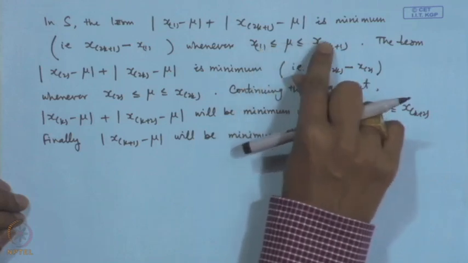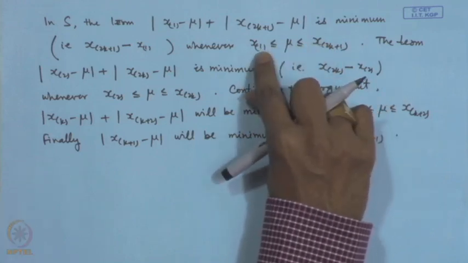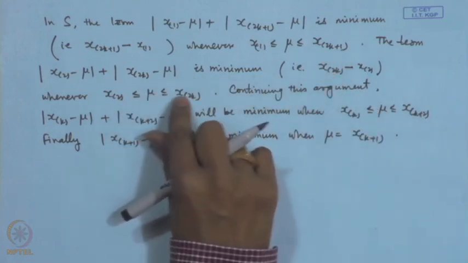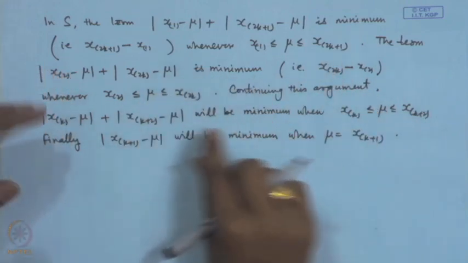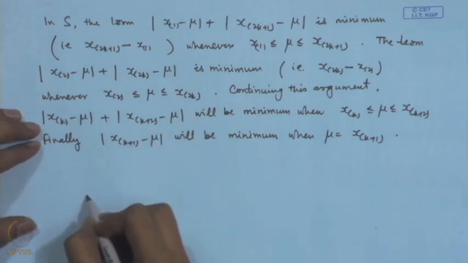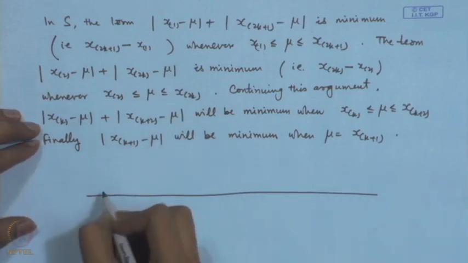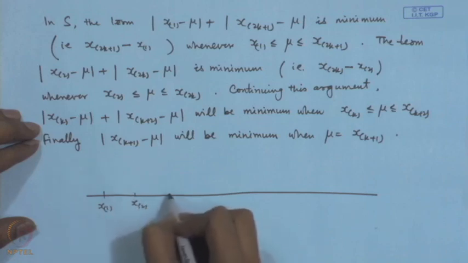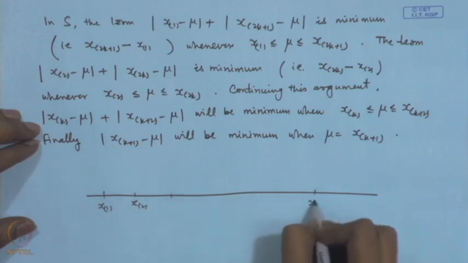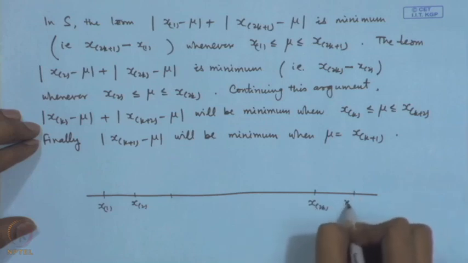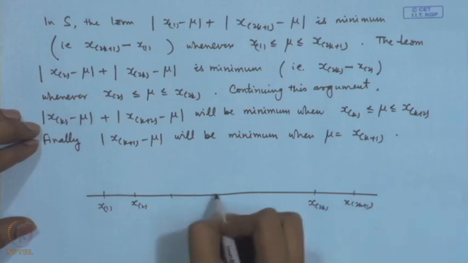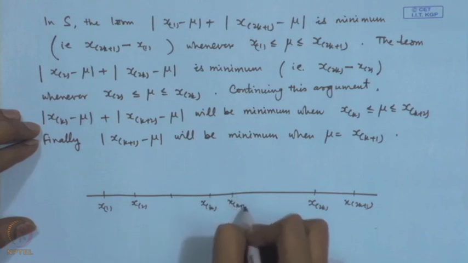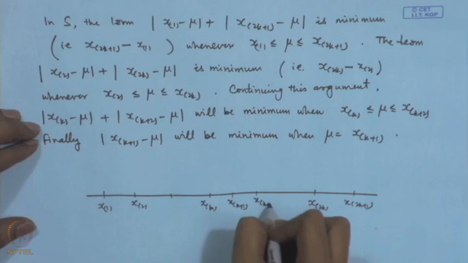This is the widest interval, because this is from minimum to the maximum. This interval is the second and so on. So, if I look at this scale here, x 1, x 2, x 2 k, x 2 k plus 1, somewhere you have x k plus 1 and x k plus 2.